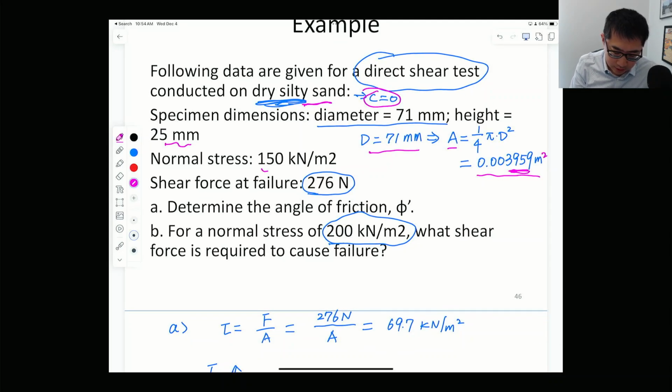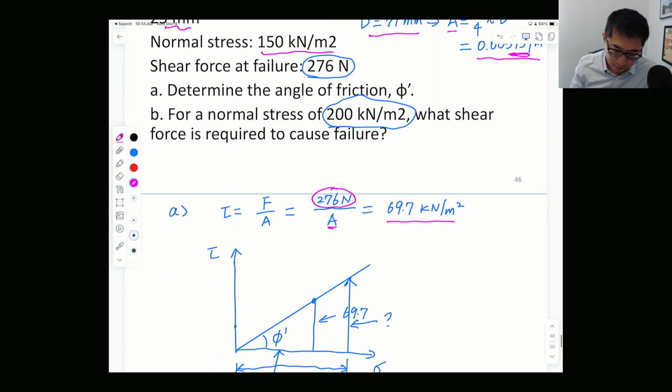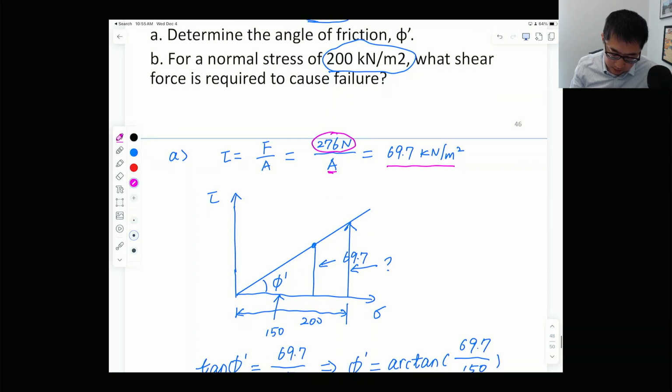So you have the normal stress, 150 kPa. There's not much you need to do with that, because if they give you a normal force, you need to use that force divided by area to come up with a normal stress. They did not give you the shear stress, they gave you the shear force. So use that 276 Newton over the area, and you're going to come up with the shear stress at failure. So with that 150 and 67.9, you can find the point on the failure envelope.